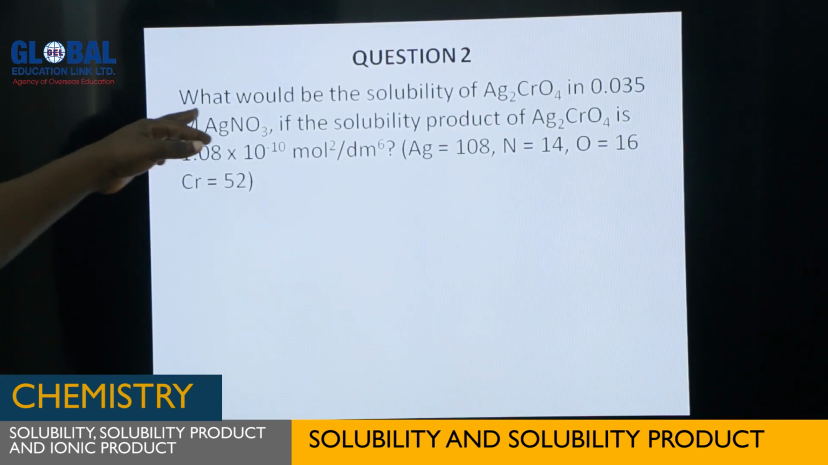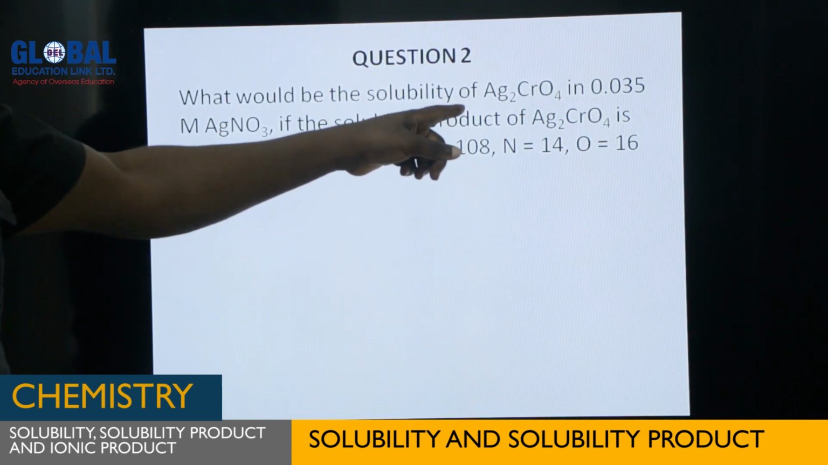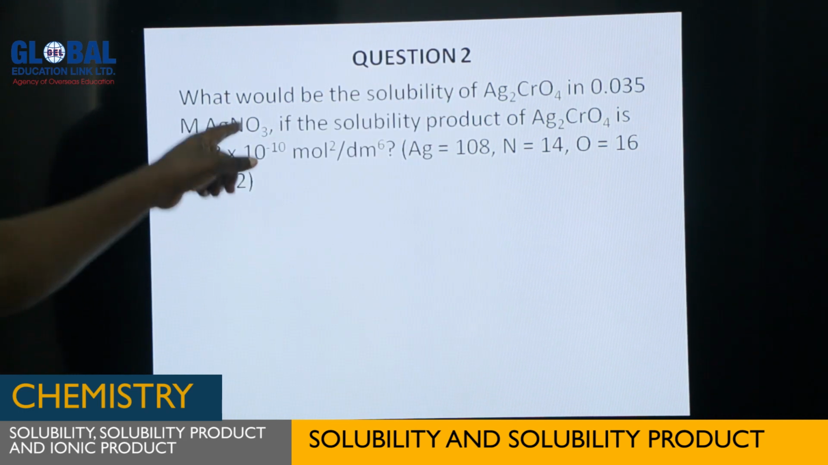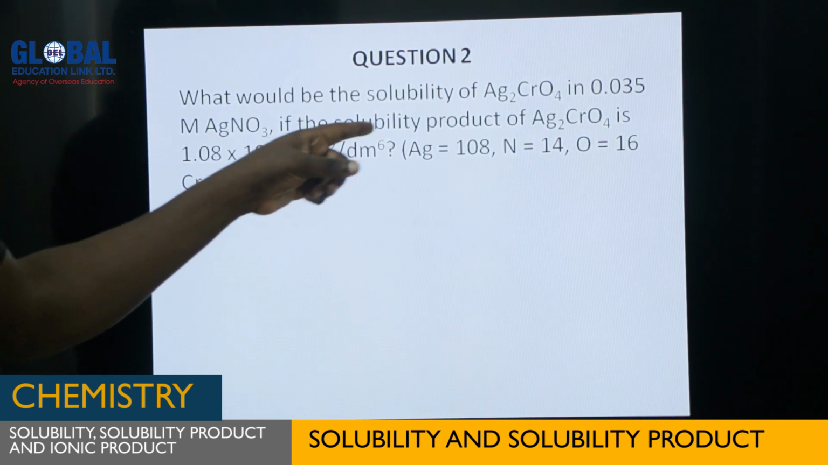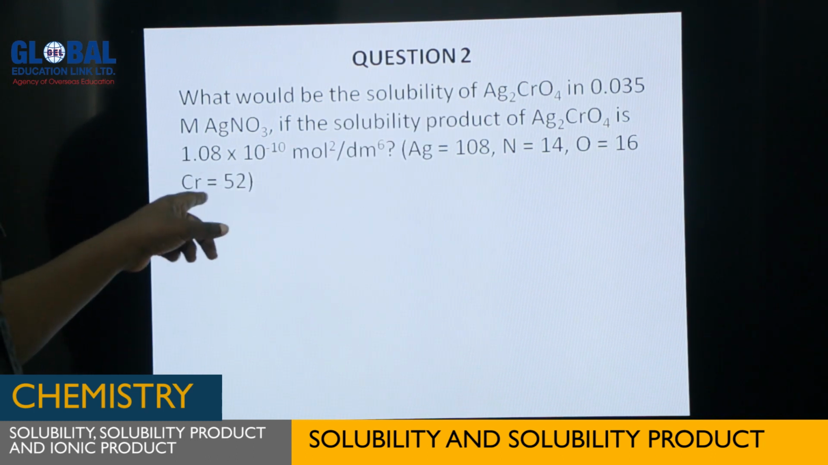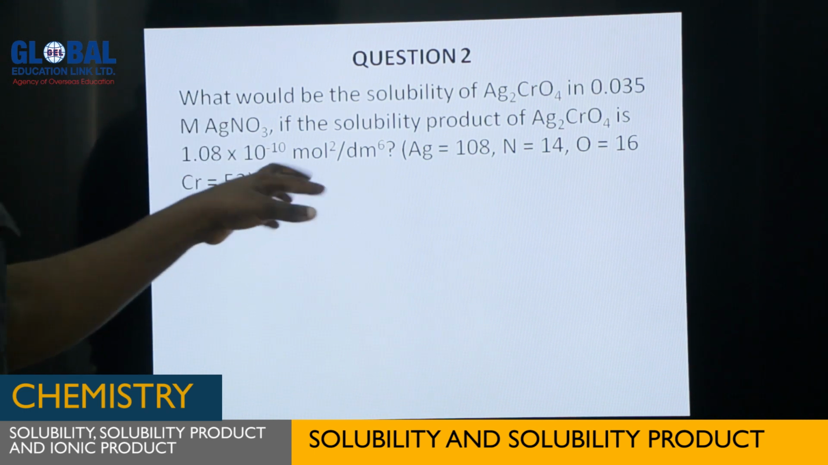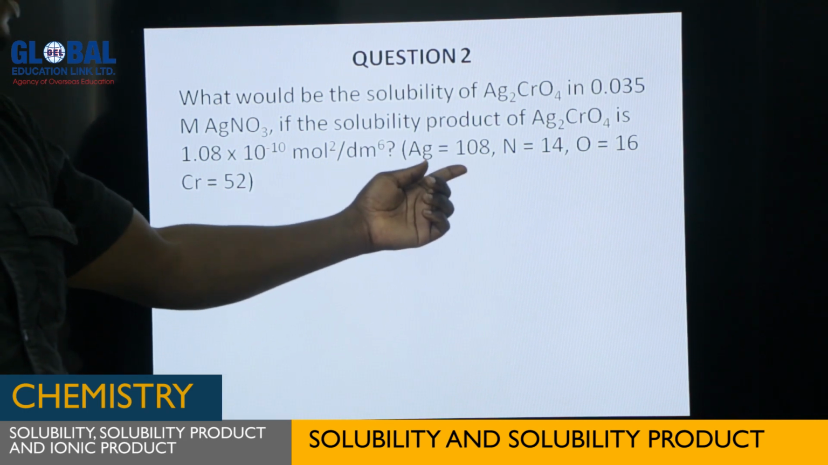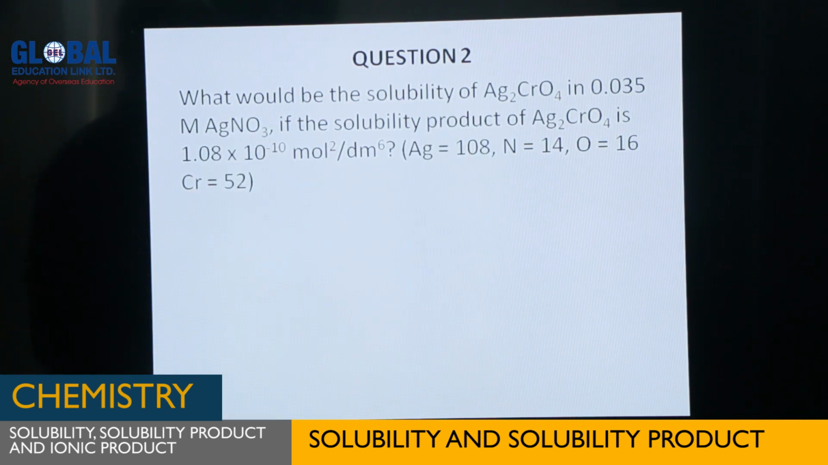Question number 2 is: what would be the solubility of silver chromate in 0.035 moles per decimeter cubed silver nitrate, if the solubility product of silver chromate is 1.08 times 10 power negative 10 moles cubed per decimeter cubed raised to power negative 6? Given the relative atomic mass of silver is 108, that of nitrogen is 14, that of oxygen is 16, and that of chromium is 52. So that is our question.